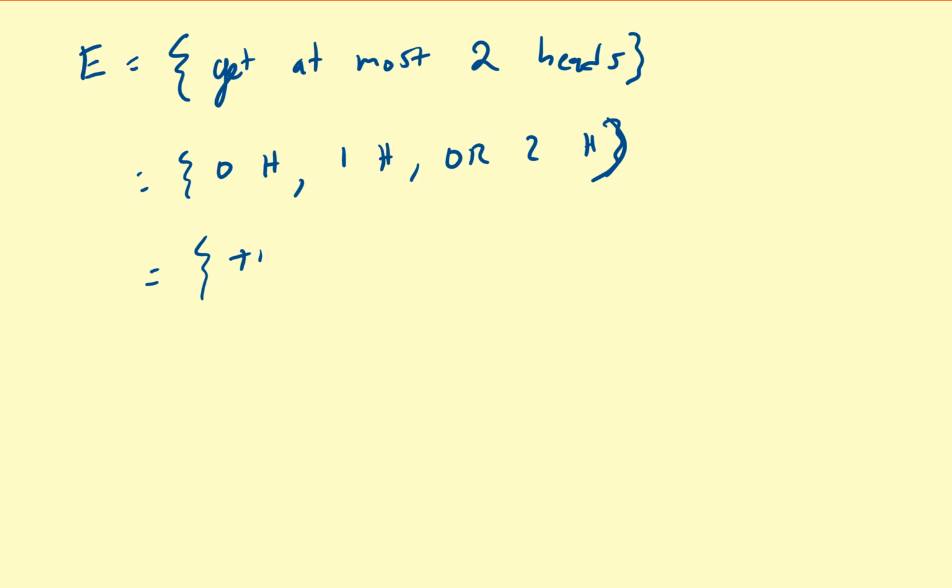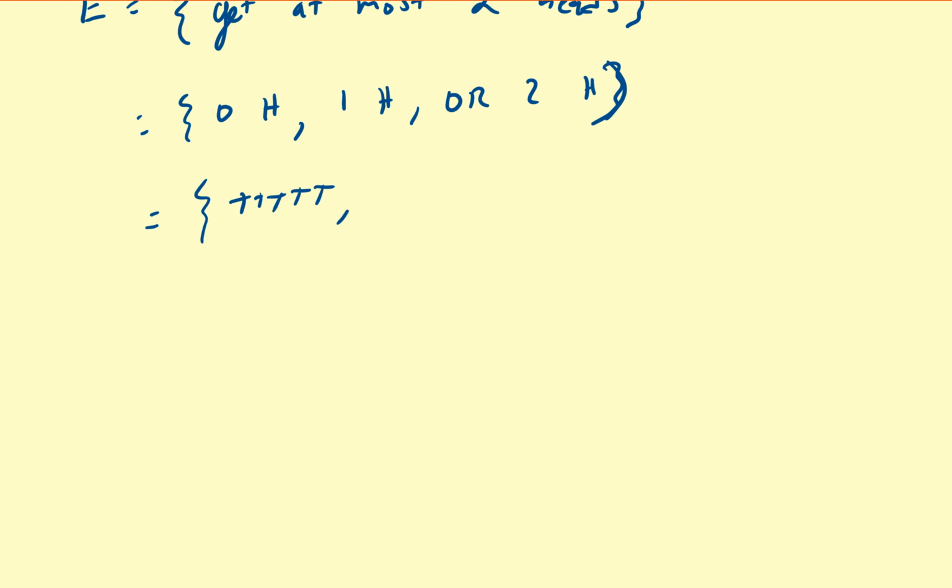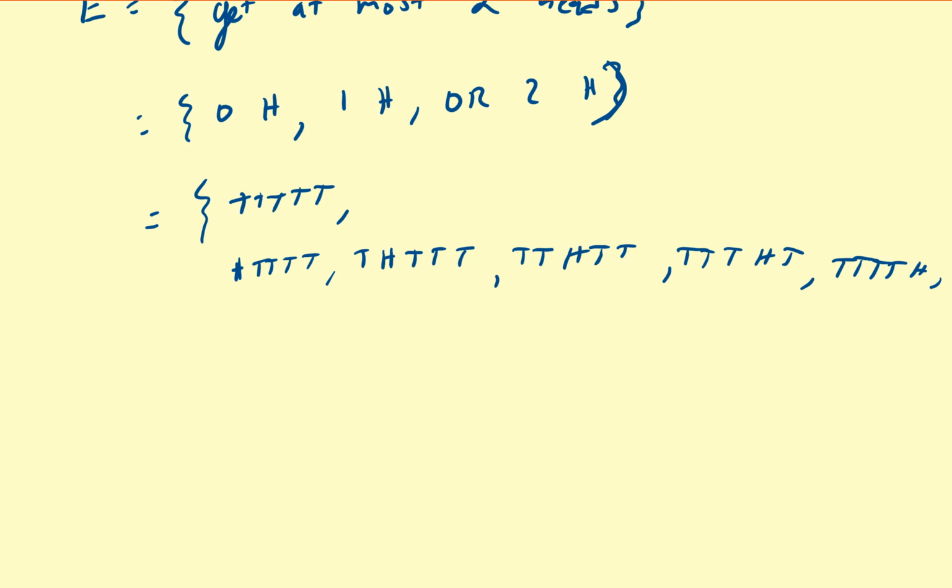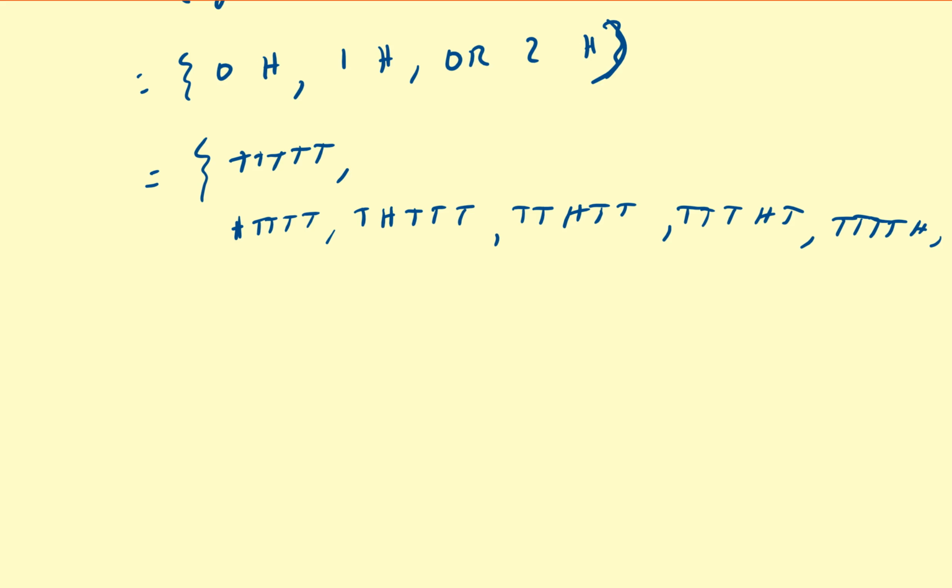So 0 heads is going to be all tails, so T, T, T, T, T. 1 heads is going to be the set H, T, T, T, T, T, H, T, T, T, T, T, H, T, T, T, T, T, H, T, or T, T, T, T, H. And then 2 heads is a little bit more complex, right? H, H, T, T, T. You can have H, T, H, T, T. And there's going to be a lot more here, but I'm not going to list them all.